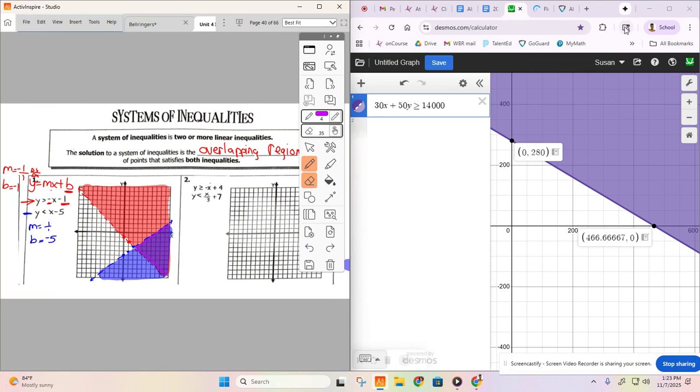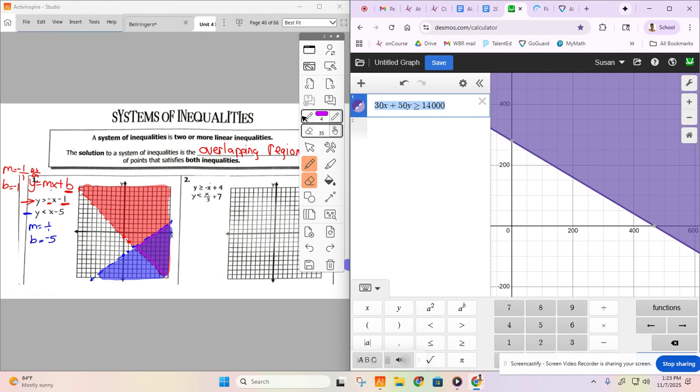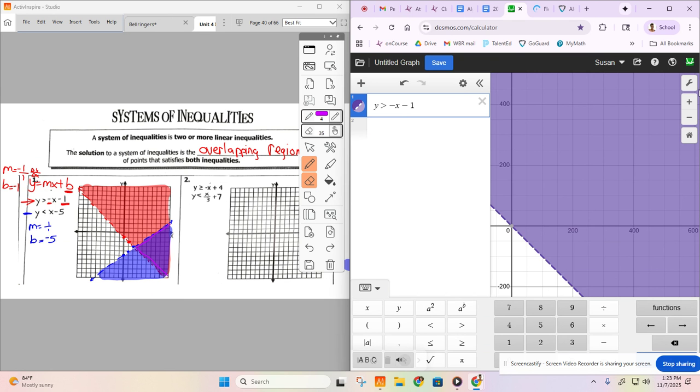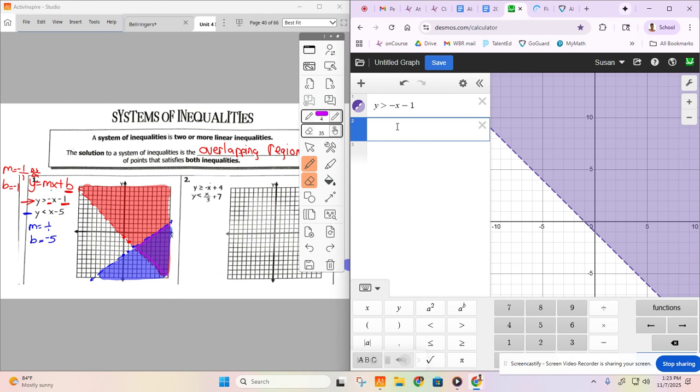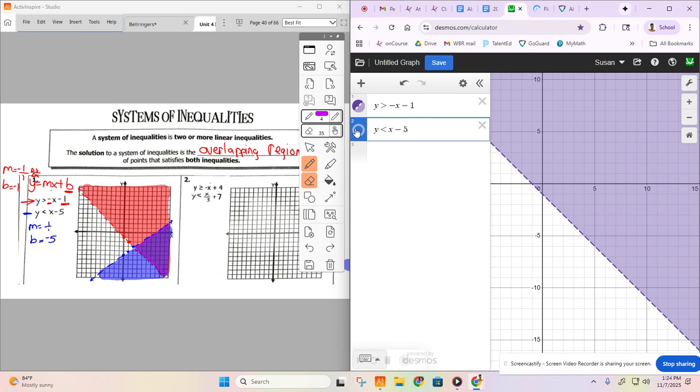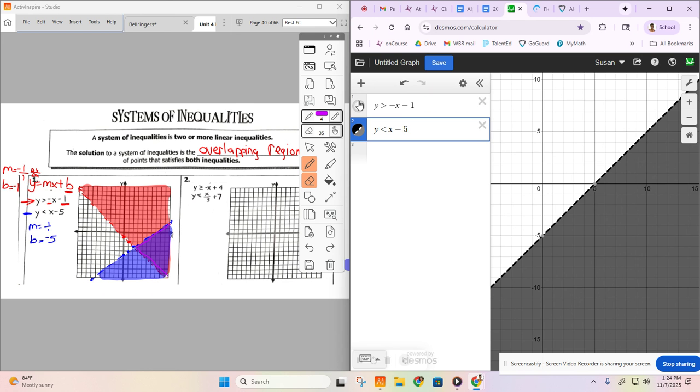On Desmos, when I'm graphing a system, we had y is greater than negative x minus 1 as one of our lines. My other line, y was less than x minus 5. What I want you to notice is that, just like we had two colors, Desmos does this with two colors. The first equation, what we have in red, is shown in purple here. The second equation, what we have as blue, is shown in black right here.